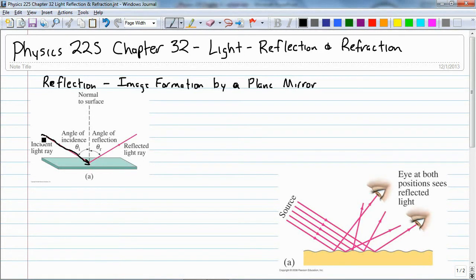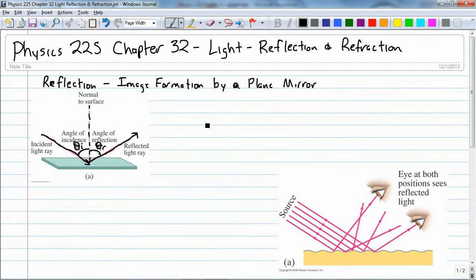And notice that it's coming in at an angle we call theta I, and theta I is referenced from the vertical from the plane mirror. Then we have the reflection, the reflected light ray, which goes away from the surface, and its angle is also taken from the vertical, from the plane surface or plane mirror, and we call that theta R for the angle of reflection.